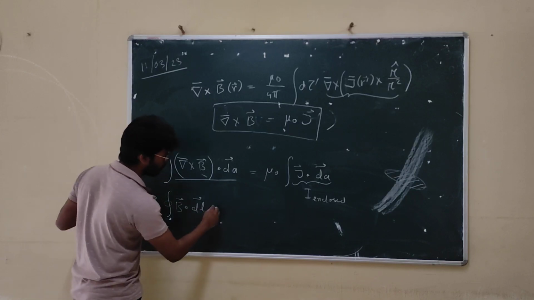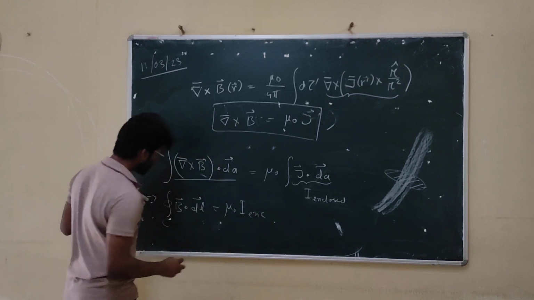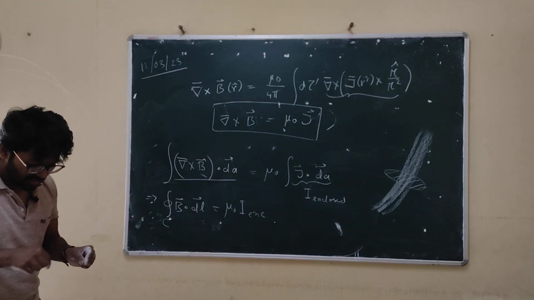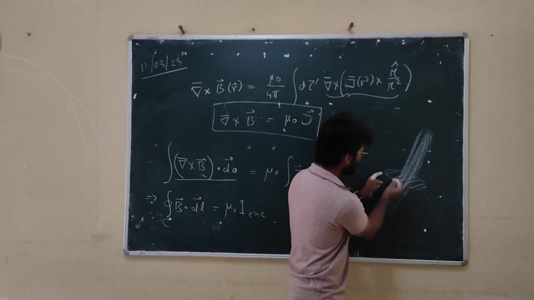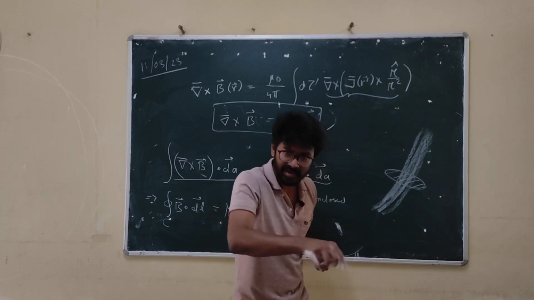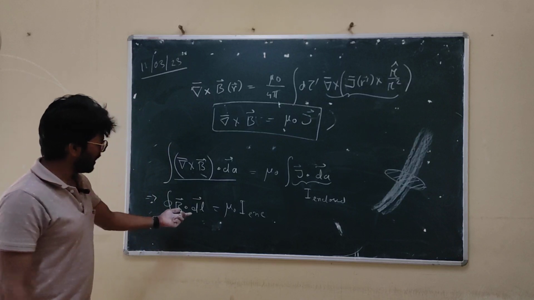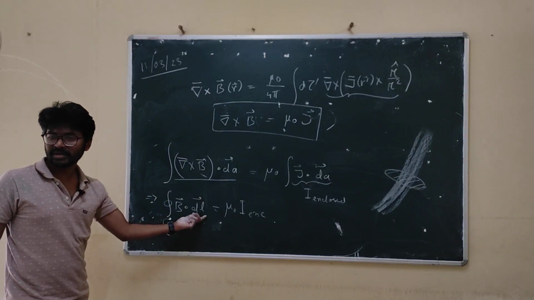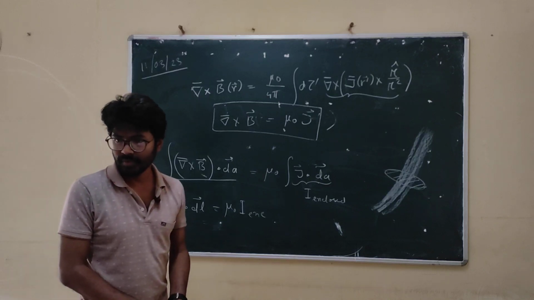This should be over the loop. The loop that covers this surface. So if this is your surface area, this will be your loop. And now we have to of course choose the direction of dl somehow. So you can use the right hand thumb rule.